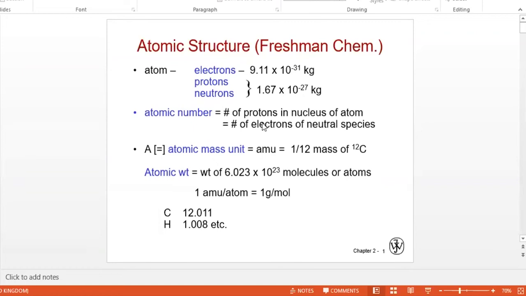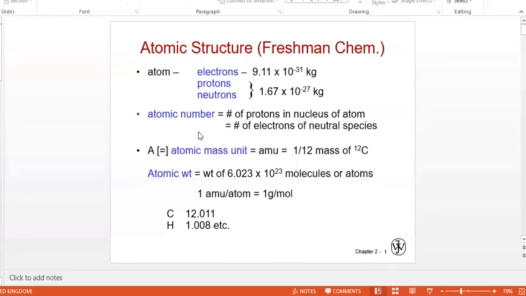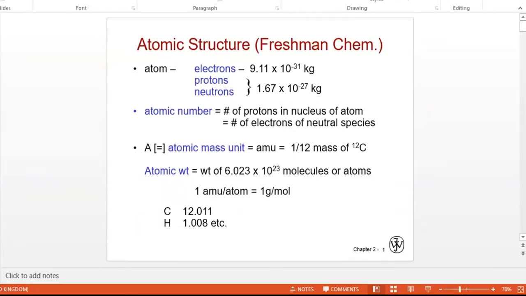So atomic number will be defined either by the number of protons or the number of electrons in a neutral atom, right? If it is an ion, then we can't decide the number of electrons for the purpose of atomic number. Only for neutral species would the number of protons and electrons be the same, and for ions they would be different, right? And we have a capital A which will denote atomic mass unit.